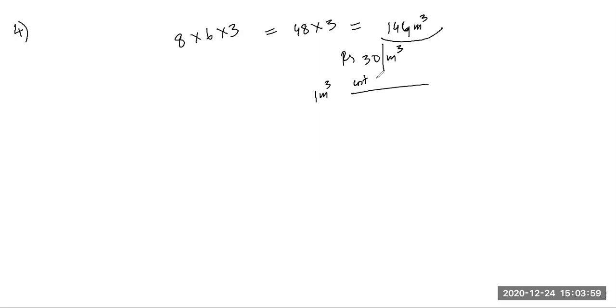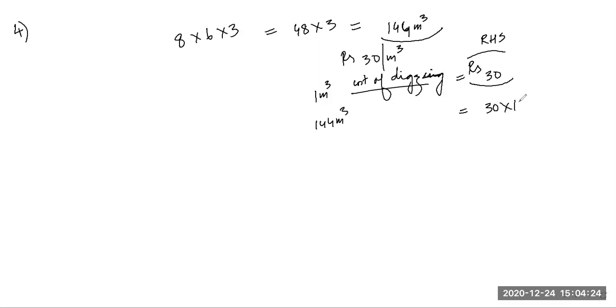The cost of digging. So this is the money we want to pay to the labor. Cost of digging is equal to how much? Rupees 30. Whatever you want to find out, keep it on the right hand side. All right. So 144 meter cube will cost how much money? 30 into 144. So please tell me, guys.